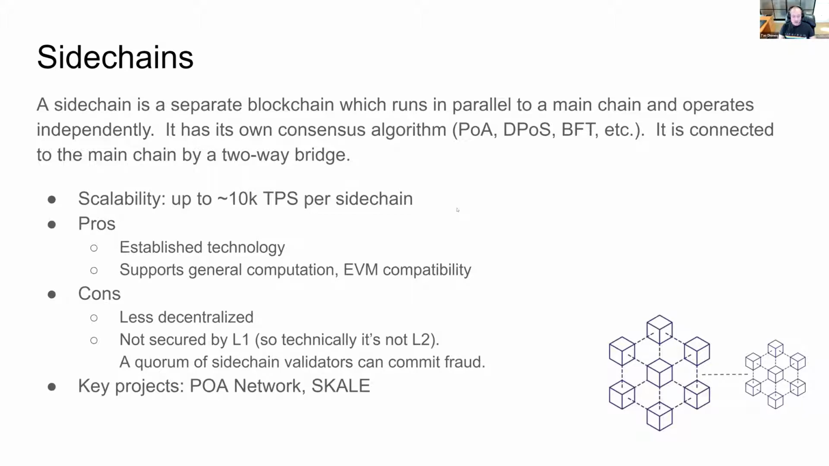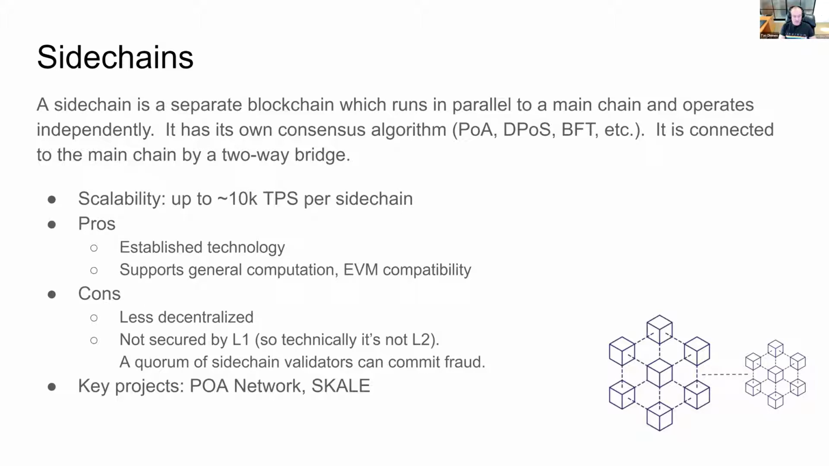One advantage of sidechains is scalability because they can achieve pretty high throughput, maybe tens of thousands of transactions per second per sidechain. They're pretty well-established technology. They've been around for a while. And they can support general computation. So you can have an EVM-compatible sidechain that will run your Solidity smart contracts without too much modification.